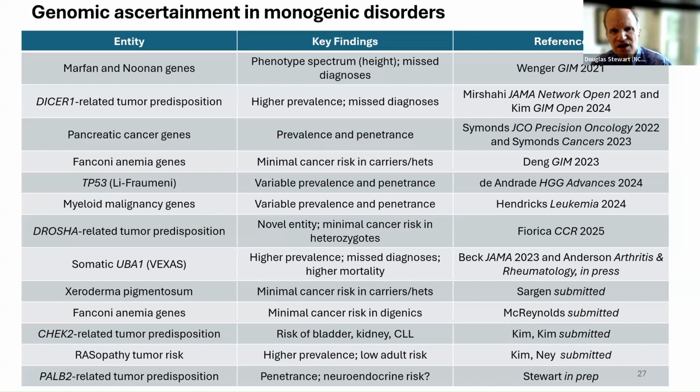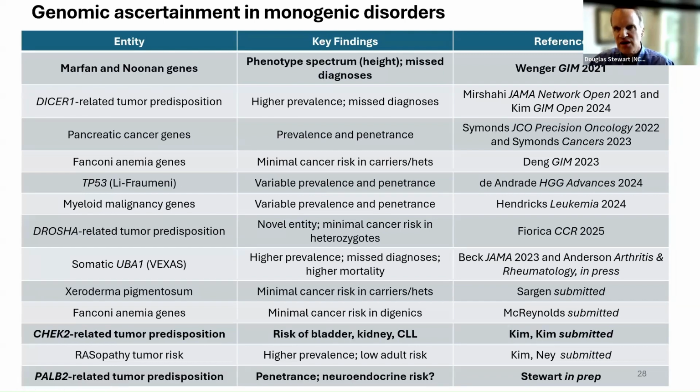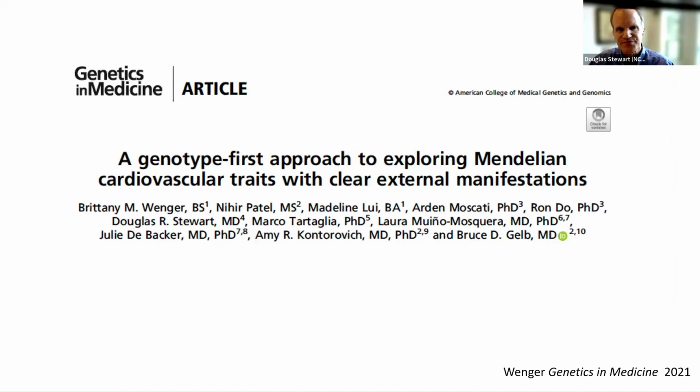And so this is a running list of, it's not exhaustive, but it's a lot of the papers we've done in the last 5 years using genomic ascertainment. You can see the theme, of course, is that we focus a lot on cancer predisposition and monogenic disease. And I want to talk about 3 stories today that have either published or are in process of being published.